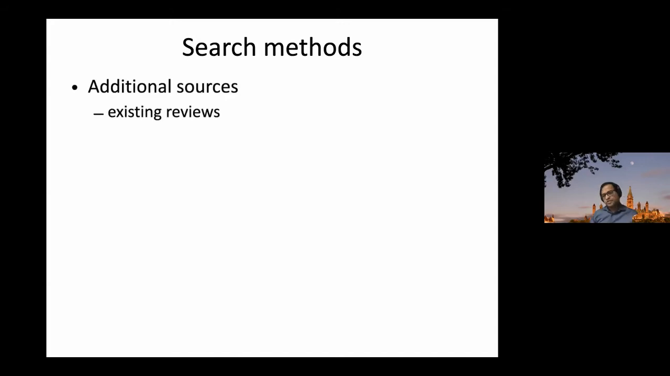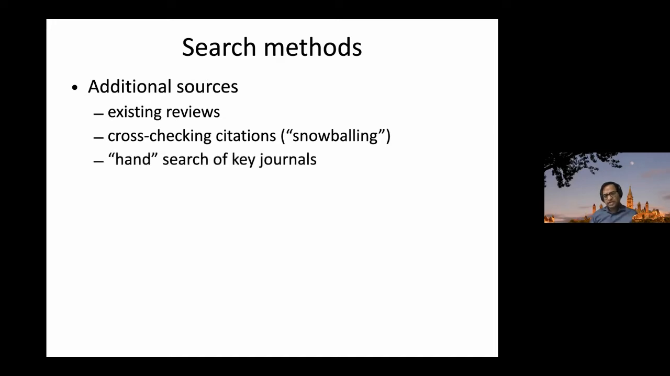And there are additional sources. It's not just Medline, Embase, and all. So there are existing reviews, which I would highly recommend you read. You always find some in the bibliography of existing reviews that you may not have checked. If you have got a paper that you are including, then you cross-check the citations. Look at the other papers that this paper has cited, and go and include them. It's completely legitimate to do that, as long as you cite that properly.